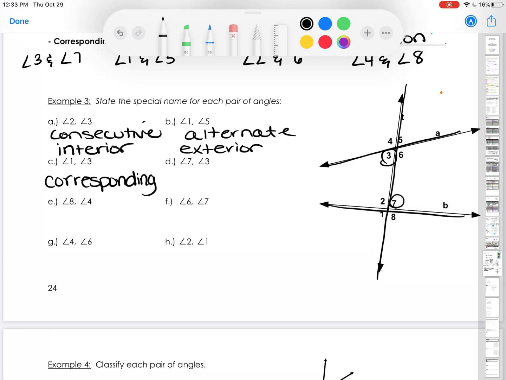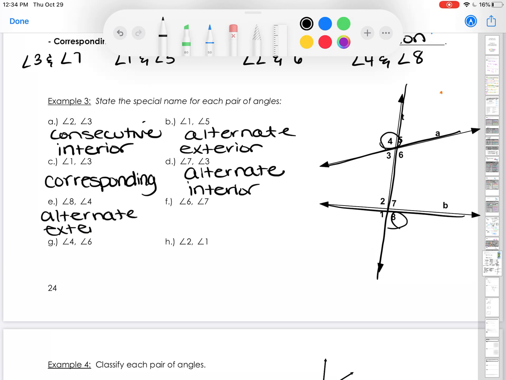Angle 7 and angle 3. They're both interior angles, and they're on opposite sides, so they are alternate interior. 8 and 4. Again, opposite sides, so that makes them alternate exterior because they're outside. 6 and 7. Same side, so they are consecutive. Inside, so they are interior.